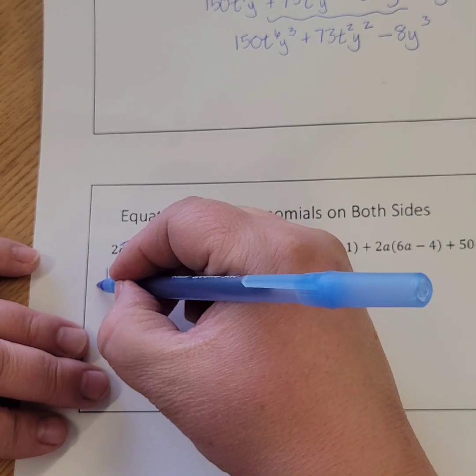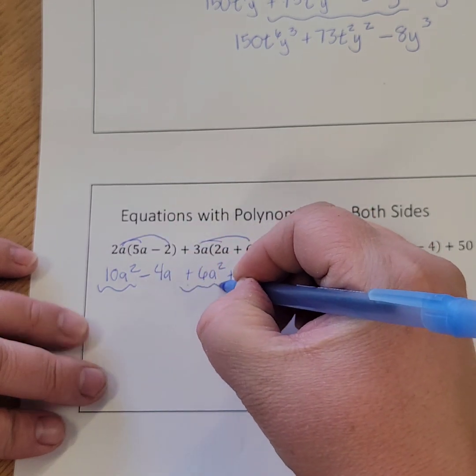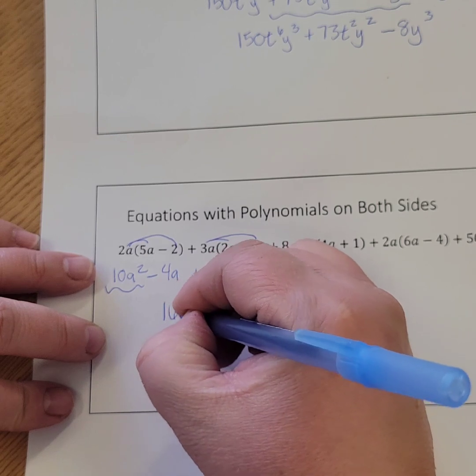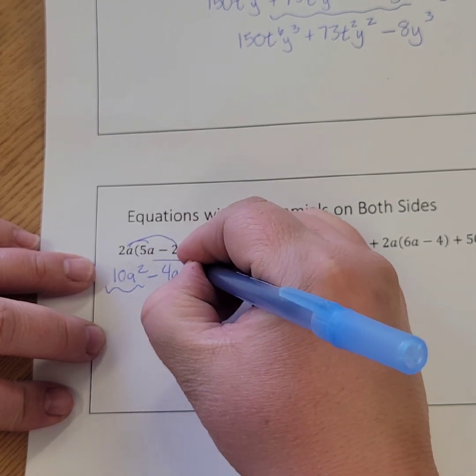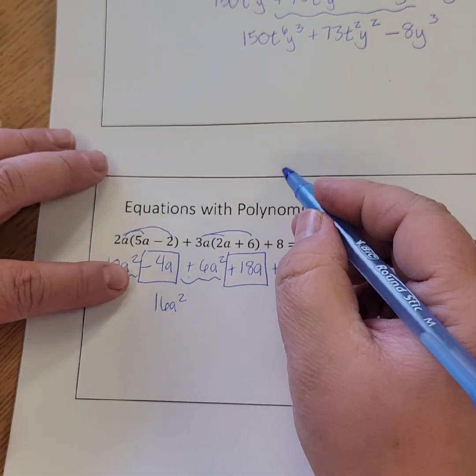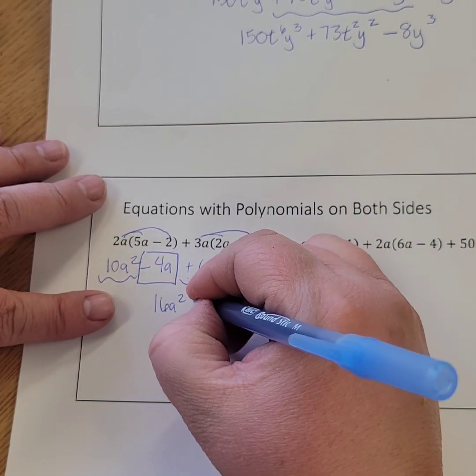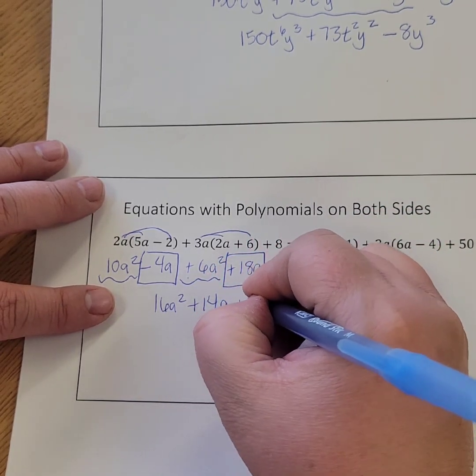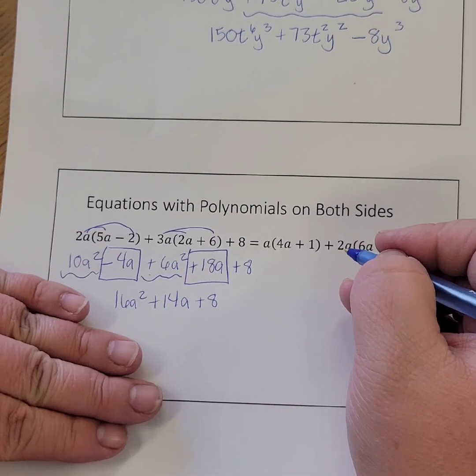So squareds. So 10 plus 6 is 16a squared. Then a and a. So negative 14 plus 18 is a positive 14a. And then the plus 8. So now we're a little more simple.